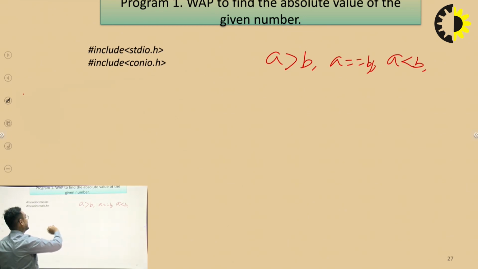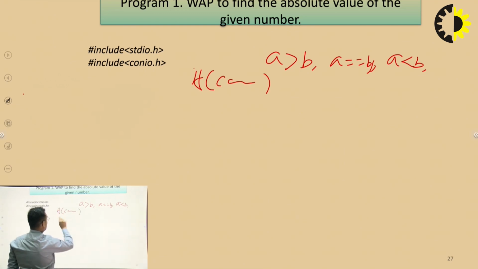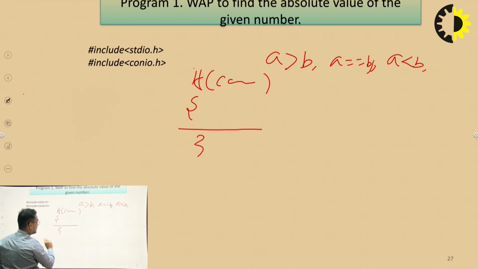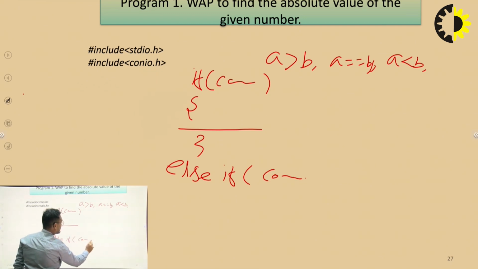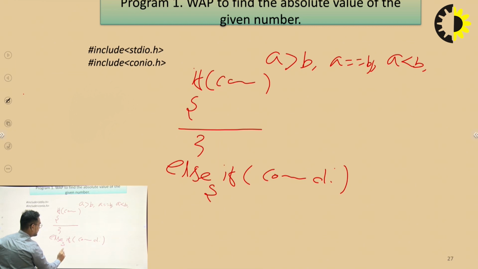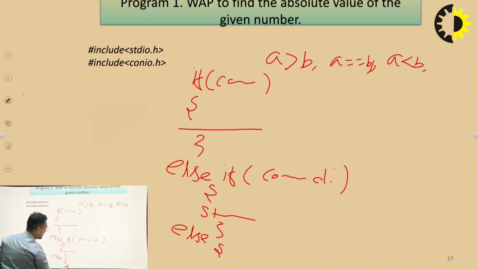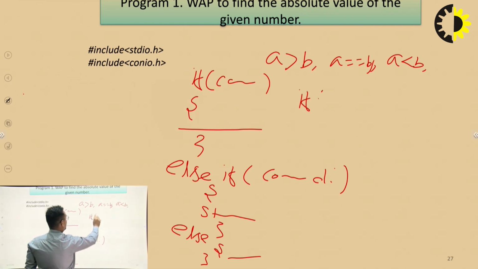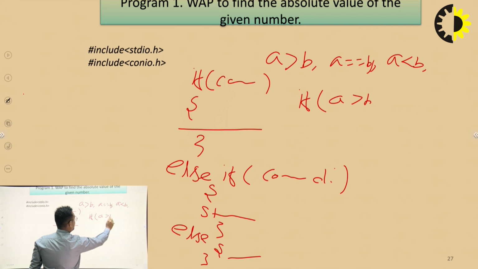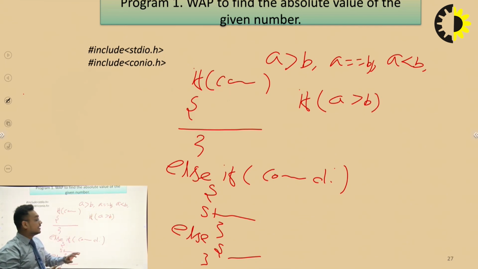Just see the syntax first. If condition, curly braces open, then statement, curly braces close. Now write here else if, here is the condition, now curly braces open, statement, curly braces close. Now write the else statement, curly braces open, now write something, then curly braces close. If condition means what? To assign some value in if: A is greater than B.